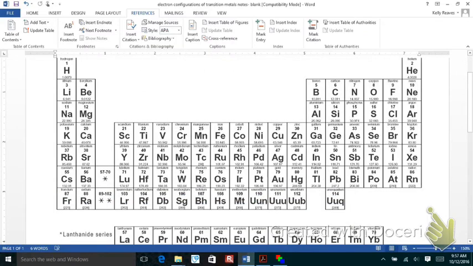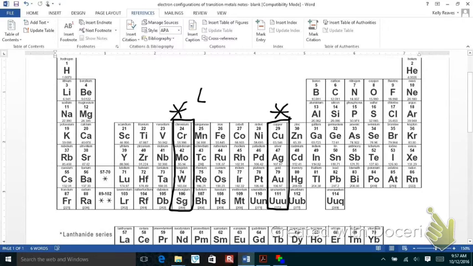Okay, so let's look at this next one. Let me scroll it down just a little bit so you can see it a little better. On this particular one, I want you to put a box or square around this group right here, chromium's group, and put a box or square around copper's group. There's a reason. Those particular groups don't follow the rules for electron configurations the way we normally would think about it. Okay, so highlight those, and you can put yourself a note that says these are exceptions.